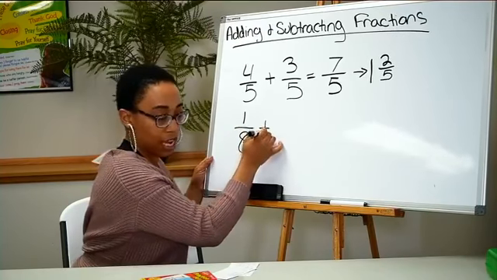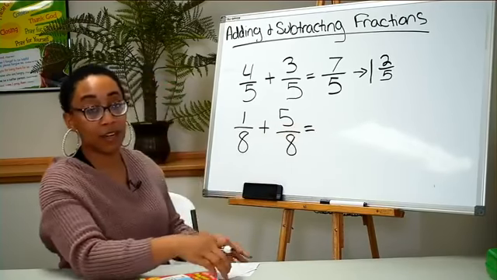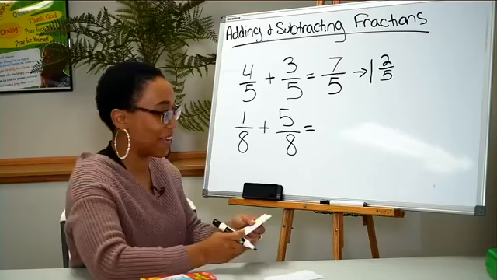Okay, let's do another one with like denominators. We're going to do 1/8 plus 5/8. You see me looking down, I'm looking at my cards because I'm organized this time.